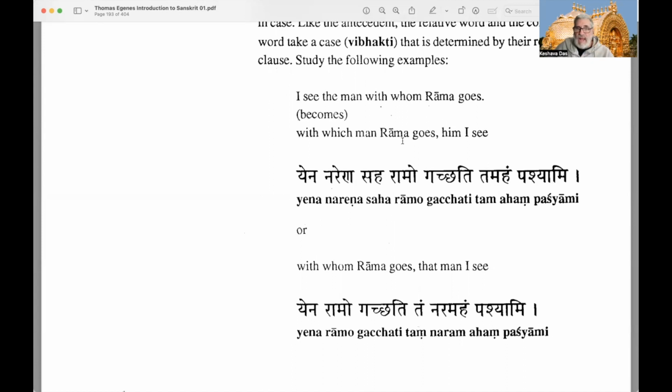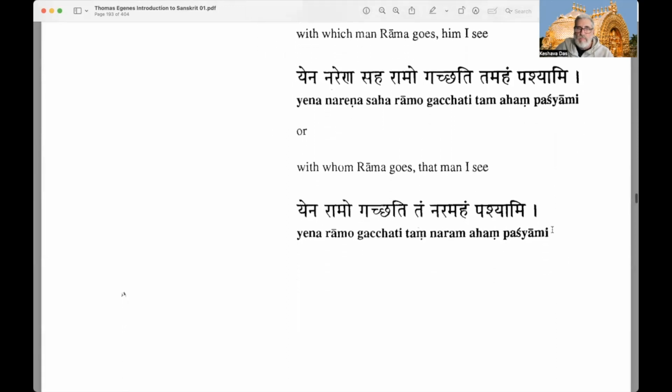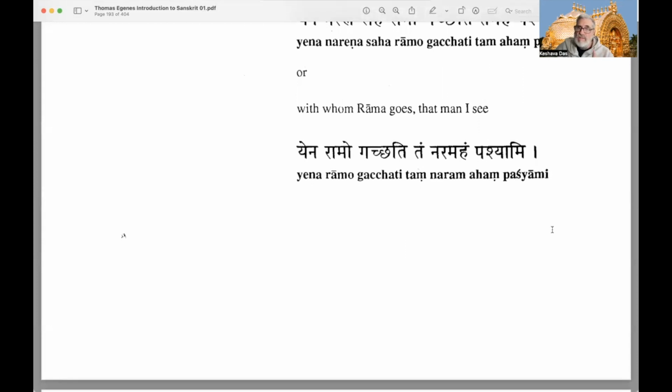So let's see what that is in Sanskrit. Yena narena saha ramo gachati tam aham pashyami. Narena here is the antecedent, in the instrumental singular. So yad is also in the instrumental singular: not yad, not yaha, but yena. Ramaha here is in the nominative, and saha means with Rama. He goes with Rama. Tam aham pashyami: with whom Rama goes, that man I see.